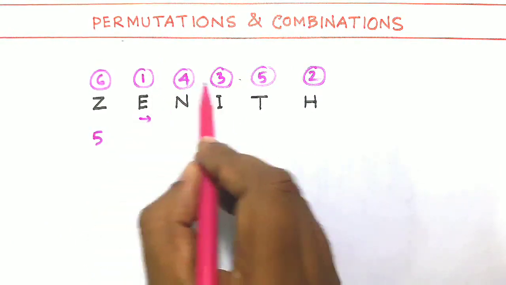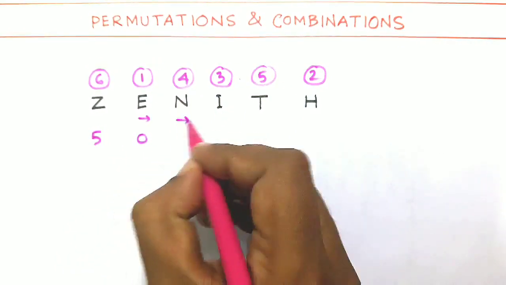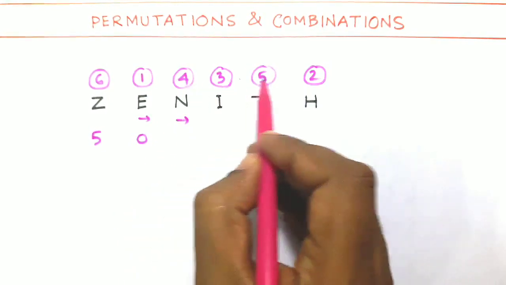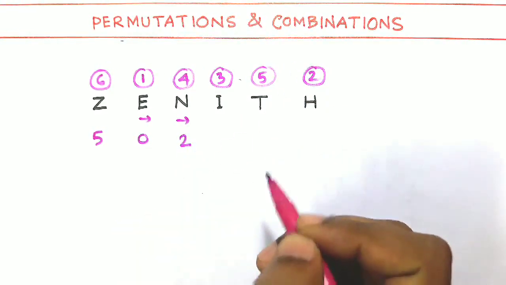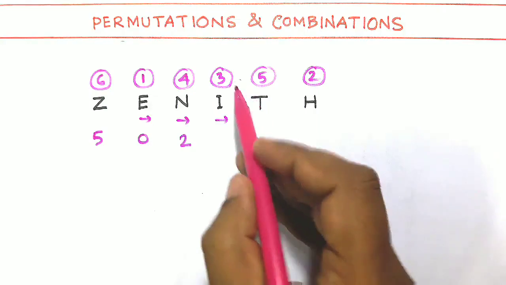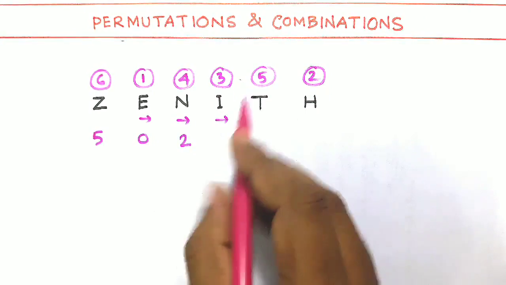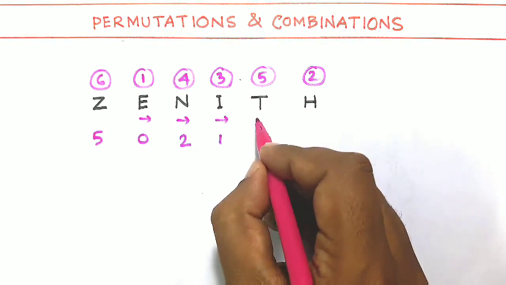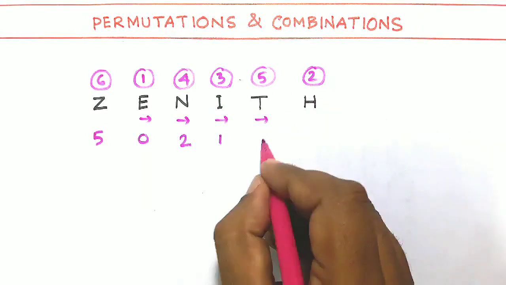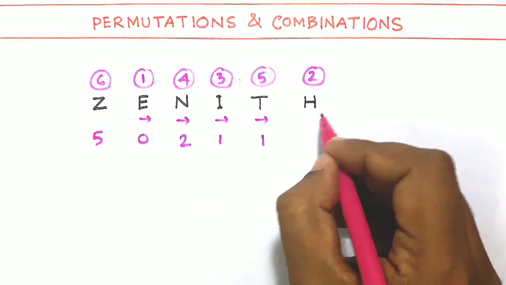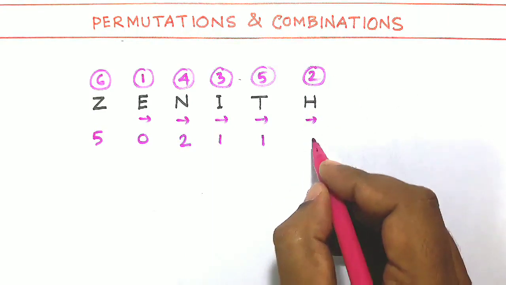Next, for the letter E, on the right side of E, you find how many numbers are less than 1. No number is less than 1, so we write 0. For the letter N, on the right side of N, find out how many numbers are there which are less than 4. 1, 2, so we write 2. For the letter I, how many numbers are there on the right side of 3 which are less than 3. Only 2 is less than 3, so write 1. For the letter T, 2 is less than 5, so only one number is less than 5, so we write 1. And on the right side of H, no number is less than 2. For this we write 0.